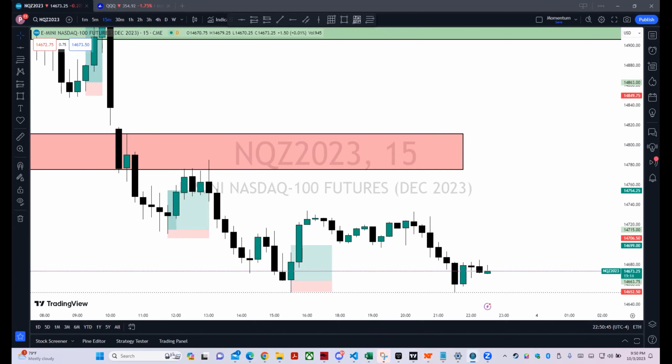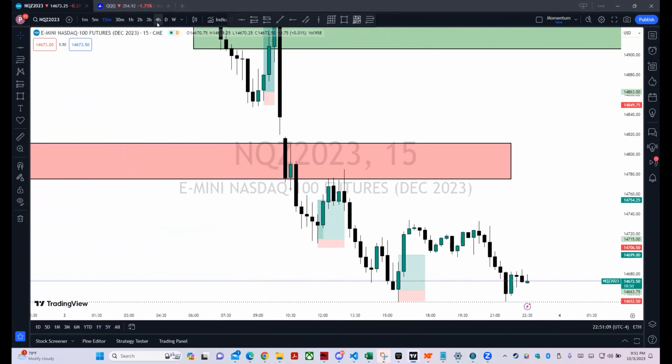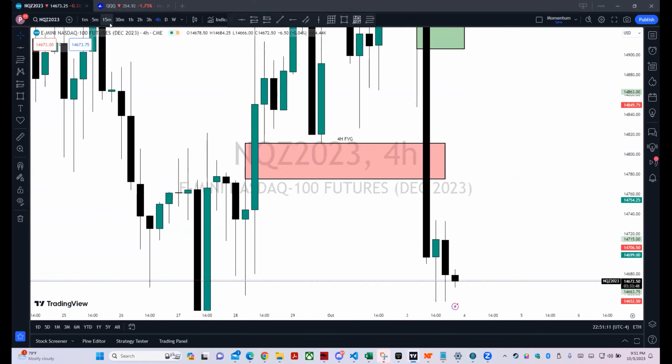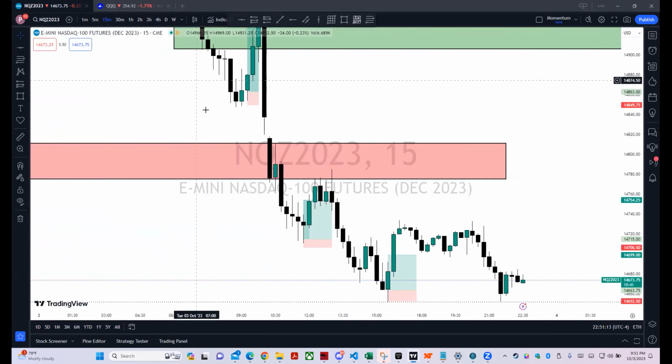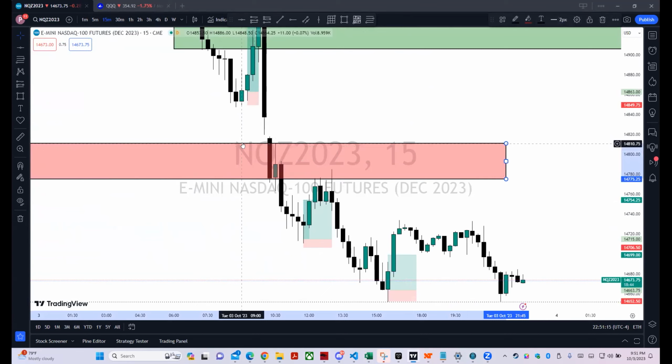Oh wow, yeah, and this thing is going to take off and just keel over, maybe. I don't know. This thing looks ready to keel over. But where am I expecting price to go tomorrow? So let's go ahead and draw out that volume imbalance.